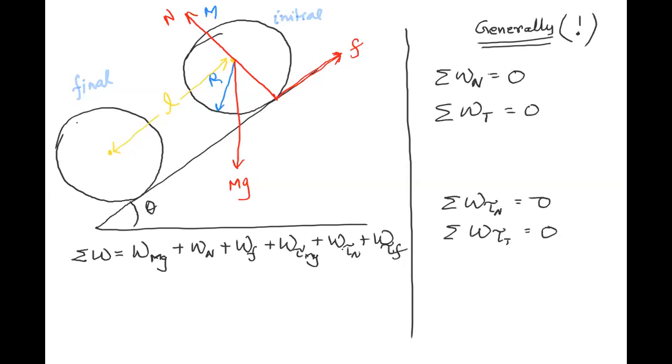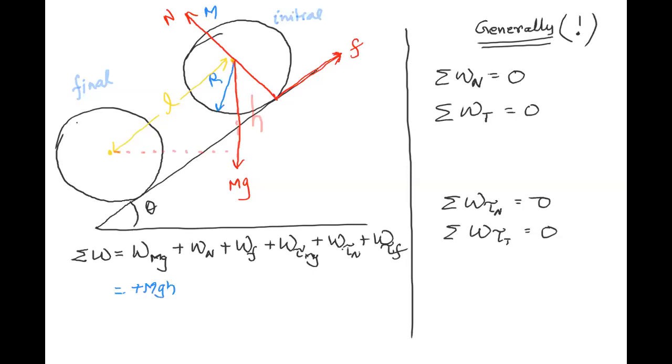Let's work out each term one by one. So work done by mg is equal to plus mgh. Okay, where I can very easily work out the value of h. I'm not going to write the value of h in terms of L. I will just say that h is equal to this.